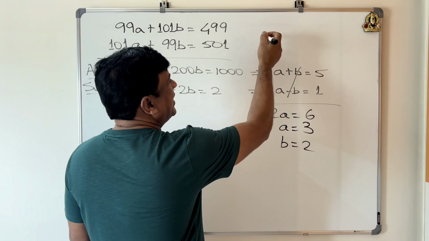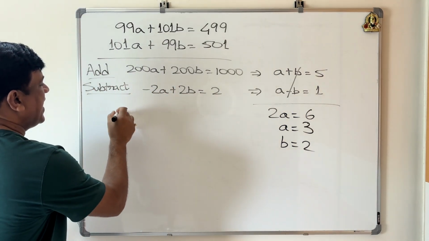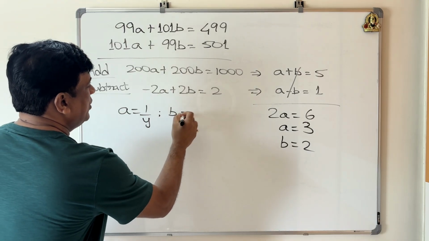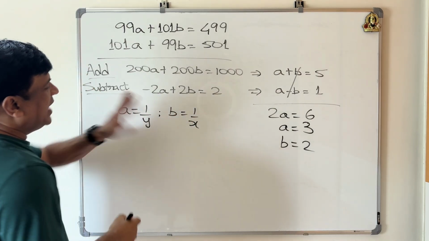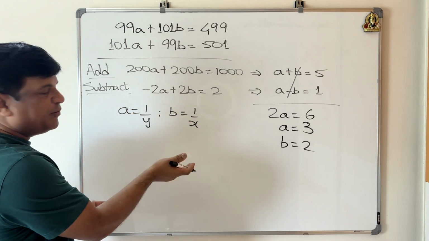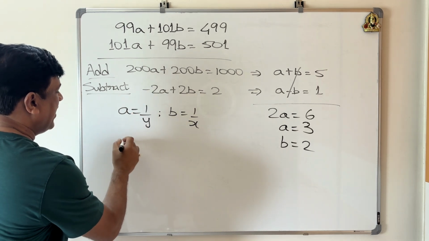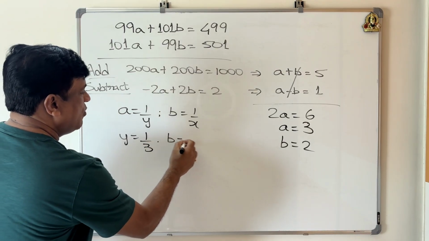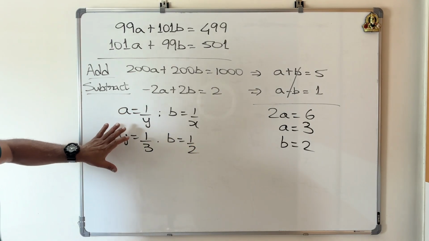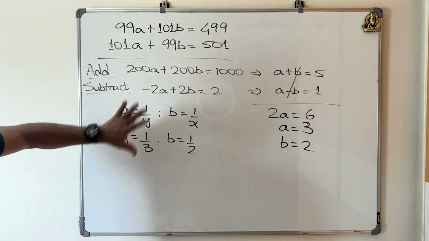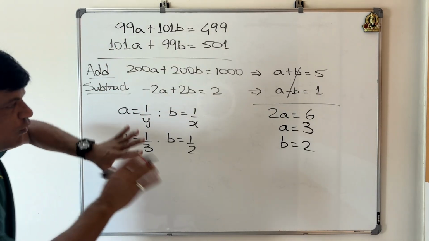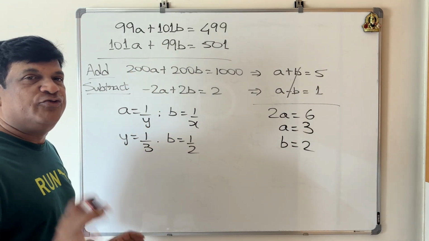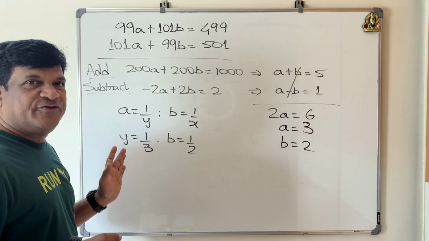If you remember, initially we took a as 1 by y and b as 1 by x. That is what I'm just putting in a reciprocal way. So the value of y will become 1 by 3 and x will become 1 by 2. Look at it. This is how you solve these problems in a much simpler fashion. Normally when you do it in steps on paper, it should not take more than 2 to 3 minutes for you to solve these problems. Okay, great.